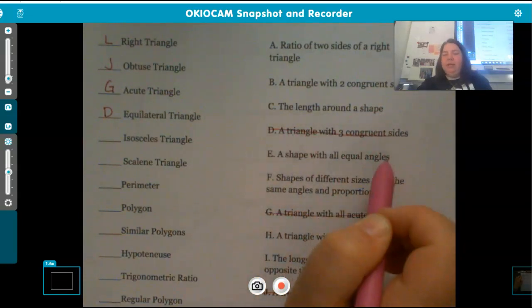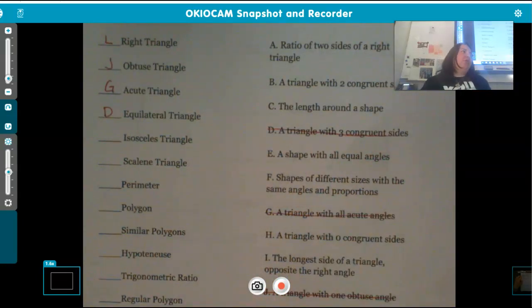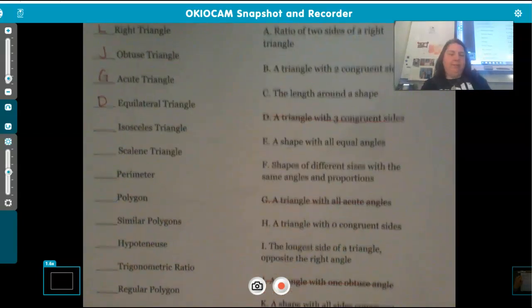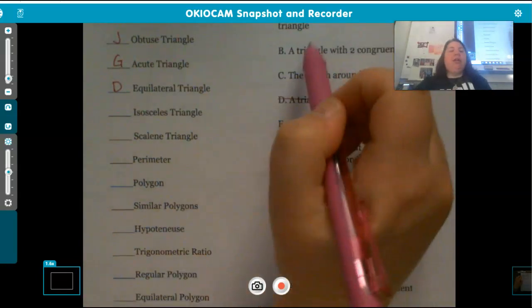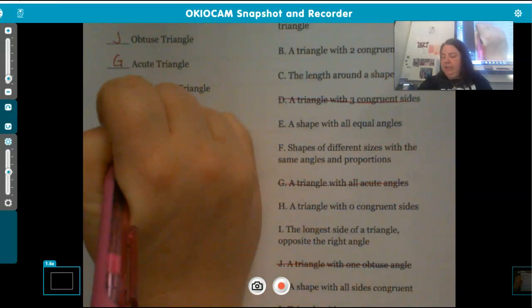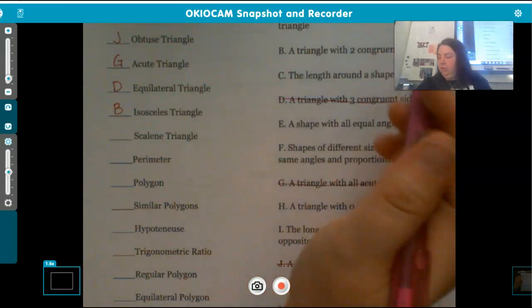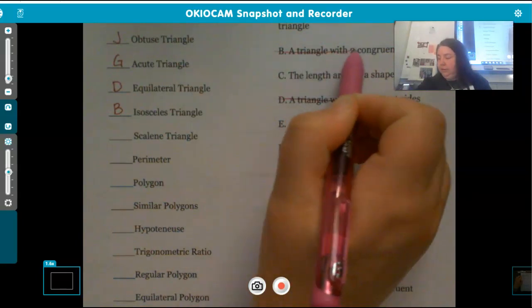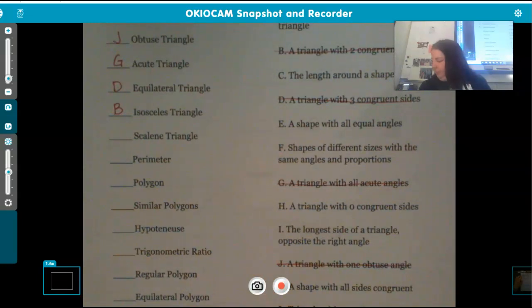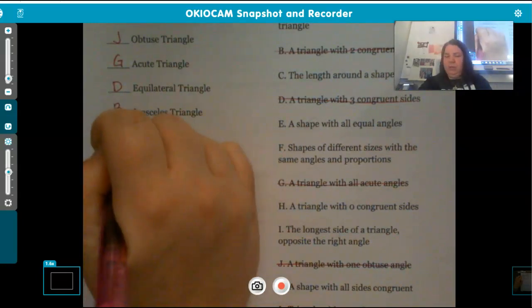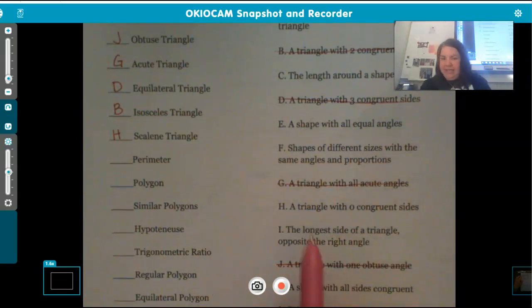Now, it just so happens that for triangles, they are equilateral and equiangular. So that wouldn't necessarily be super wrong. Isosceles triangle. Yes, very good. B, a triangle with two congruent sides. That is our isosceles triangle. Scalene triangle. H, a triangle with zero congruent sides. That is a scalene triangle.